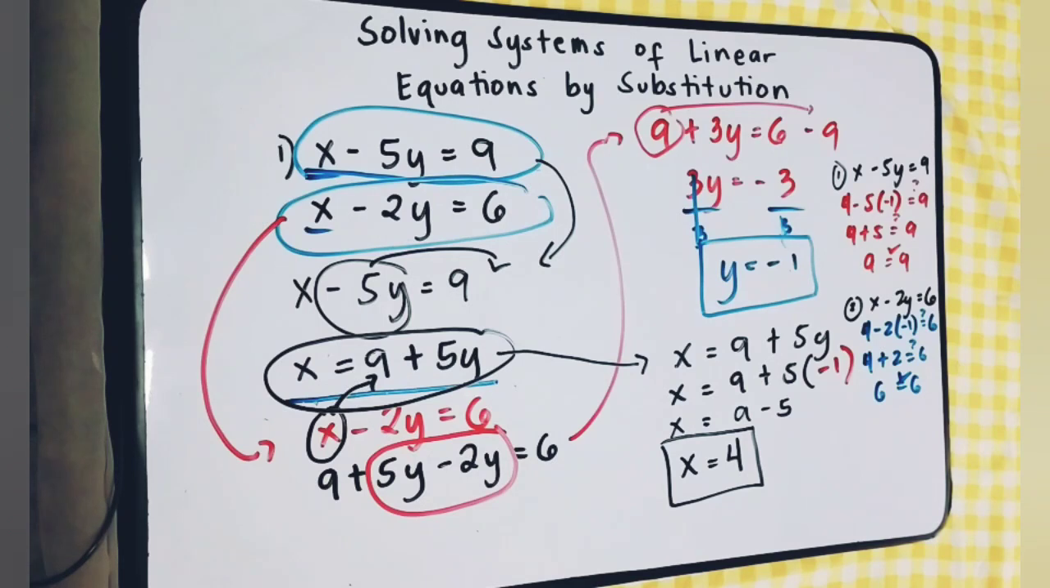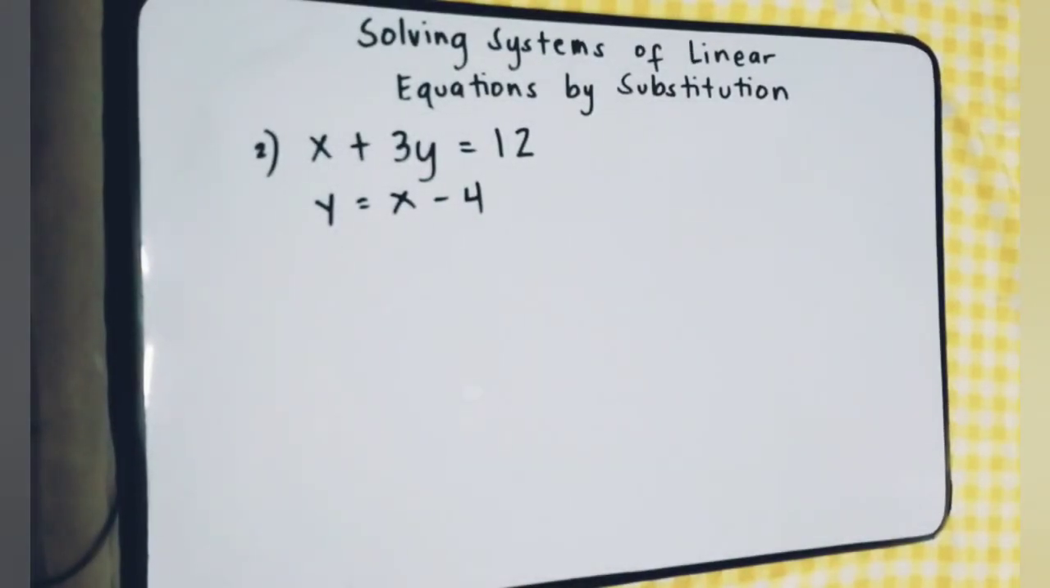Since we satisfy both equations, it means that tama yung nakuha nating answer, that x is 4 and y is equal to negative 1. Second example, so we have x plus 3y equals 12 and y equals x minus 4. So again, we will solve this system by substitution.